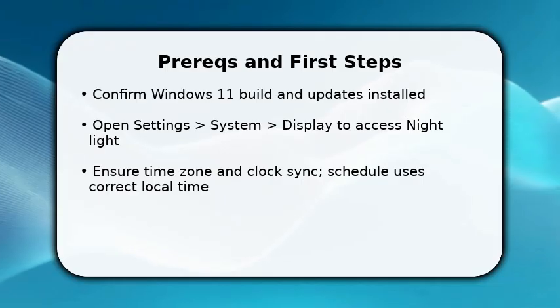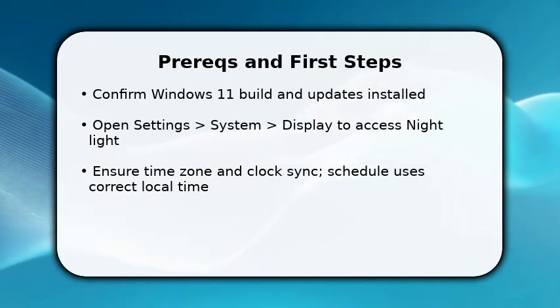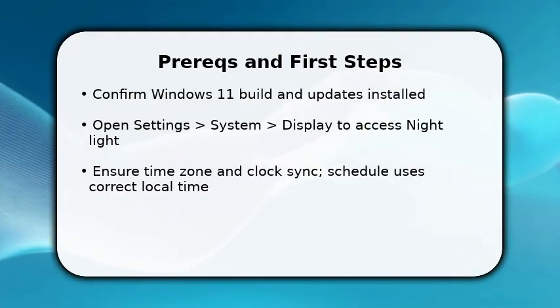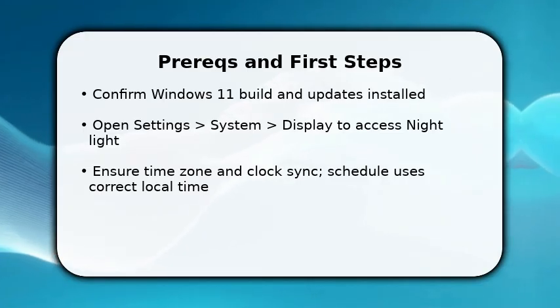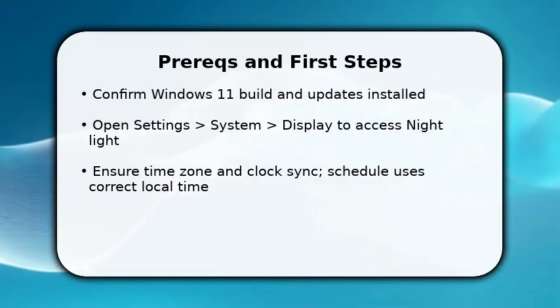Enjoy the video. You'll start by verifying prerequisites and taking the first actions now. Check Windows Update and install pending patches because Nightlight depends on system updates. Open Settings, go to System then Display and find Nightlight. Toggle it on to test immediately.